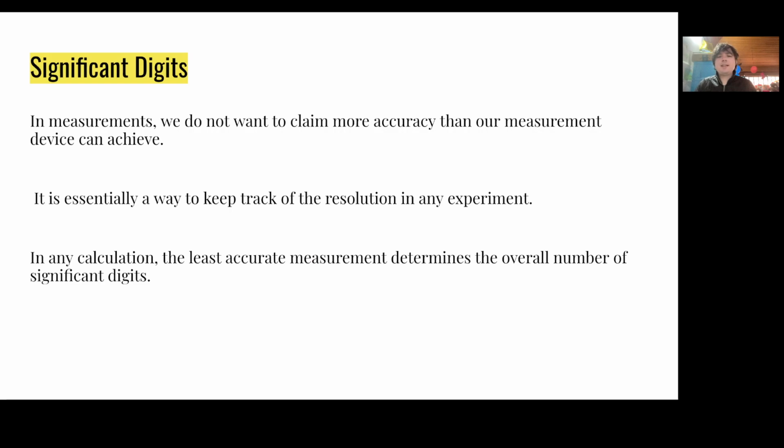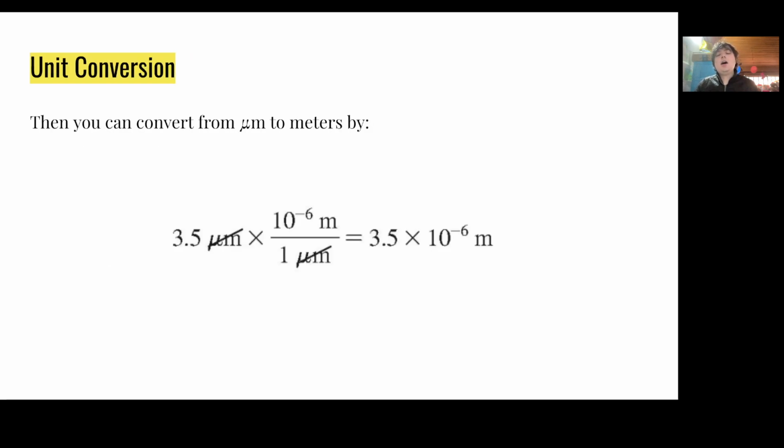Cool. And so basically, before moving on, you just have to choose what type of 1 you want to multiply by in order to get rid of the unit that you don't want and turn it into the unit that you do want.